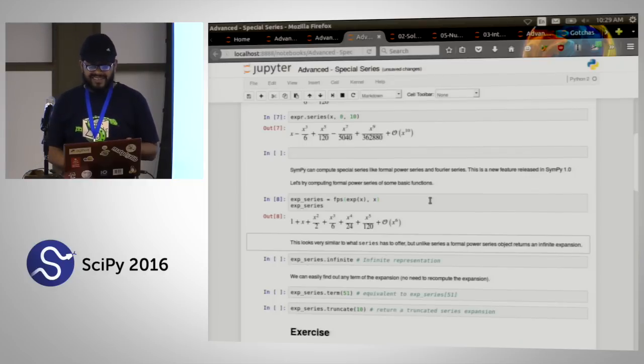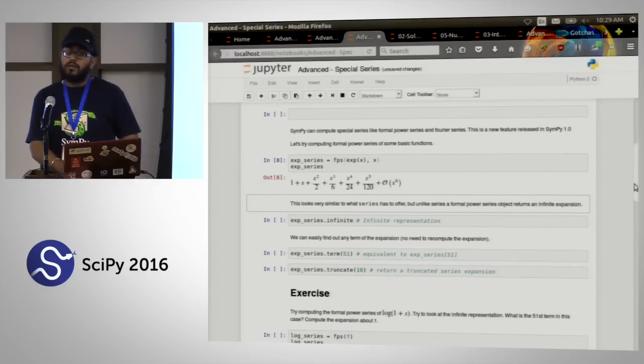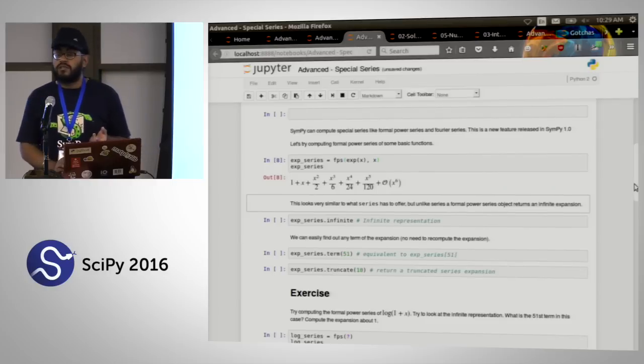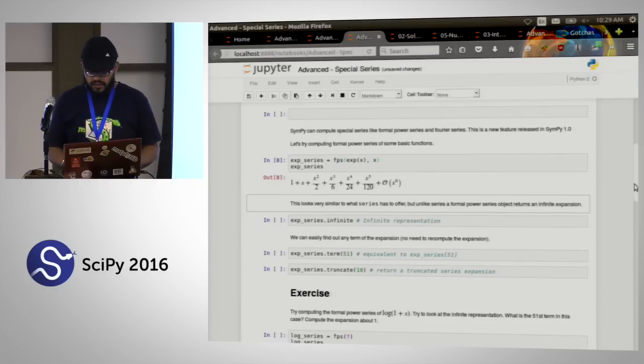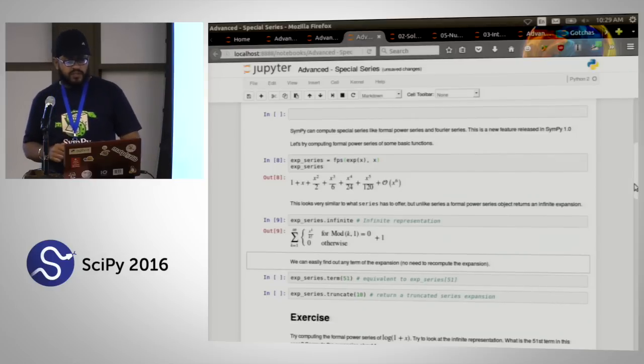But there is an underlying difference in how it's constructed. The formal power series, unlike series, will not just give you 10 terms. It will give you an infinite representation. And how that is done is by first computing a formula for the coefficients and then returning the results. So by the infinite attribute, we can see how the series is represented as a formula.